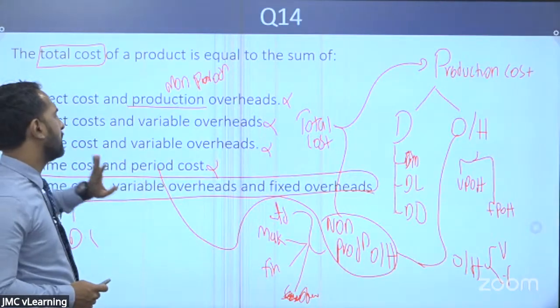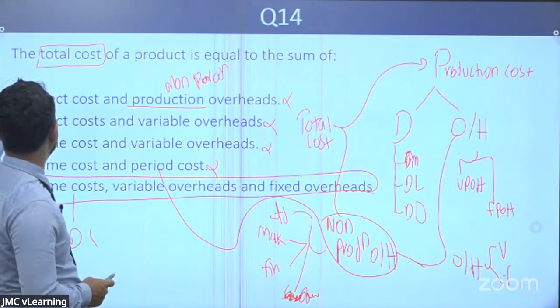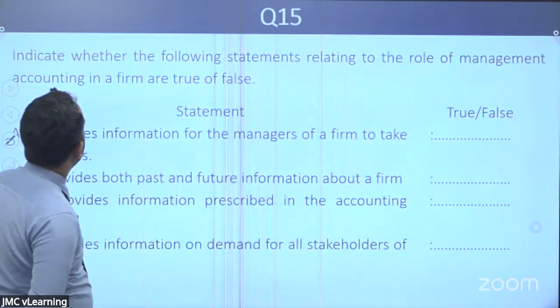Prime cost, variable overheads, and fixed overheads. Right. We'll look at the next one.